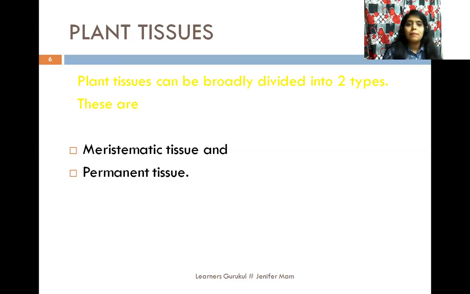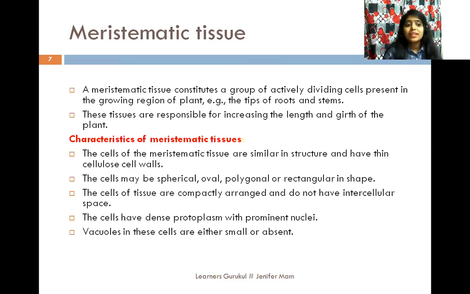Now let's see about plant tissues. These plant tissues are divided into two types. One is meristematic tissue and the other one is permanent tissue. Let's go through the meristematic tissue. Meristematic tissue is a group of actively dividing cells. It is present in the growing region of plants, in the tip of the stem or in the tip of the root. You can find the growth mostly there, so this tip is made up of meristematic tissues. They are responsible for the increase in height and the girth of the plant.